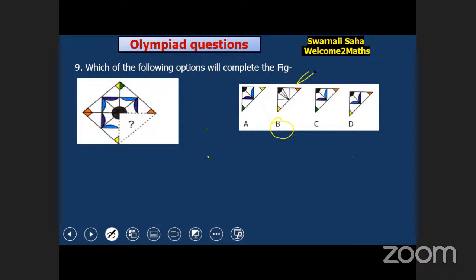Now, does anyone have any doubt? B would be the right one here, not C. B is correct. Now, does anyone have any doubt? You can ask me. Okay, C.